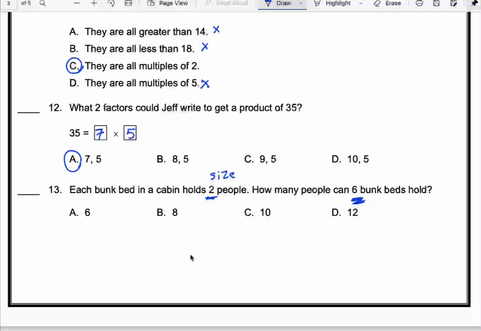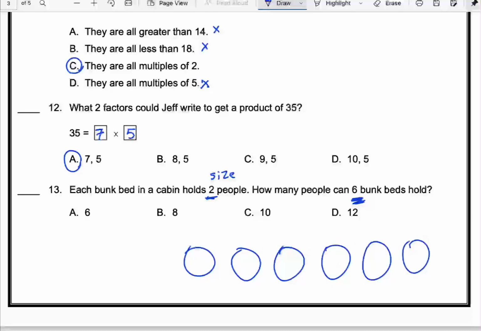Okay, my hero, we have 6 beds. So 1, 2, 3, 4, 5, 6. What is the size of each bed? How many people? 2. So 1, 2, 1, 2, 1, 2, 1, 2. Now count all counters. 12. Okay, so my hero, the answer is 12. And in fact, this is multiplication because we are repeating the 2. So we can say 6 times 2 equals 12. Okay, thank you, Abdullah.